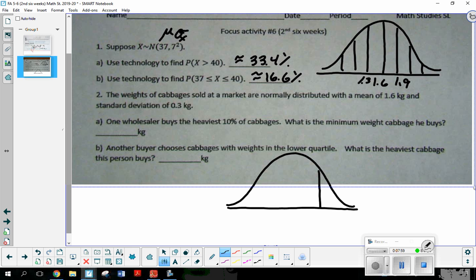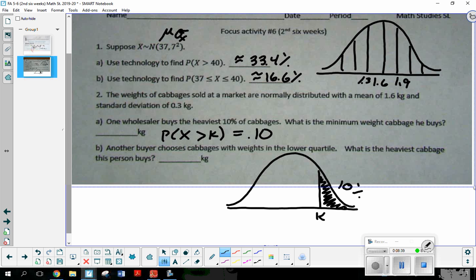So let's say somewhere right about here, there's some weight in kilograms, let's call K, where above that represents the heaviest 10% of what we're looking for. Okay? So we're going to go ahead and write this out. We want the probability of X. Now, how would I write this? Would it be greater than K or less than K? We want the heaviest 10%. So we want greater than K is equal to 0.1, or you can say 0.10. Okay. Now, does anybody remember what to do in this situation?